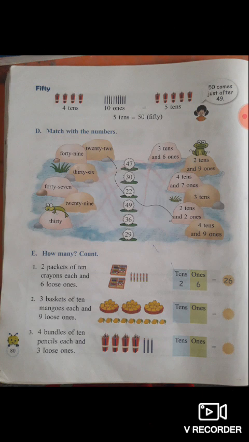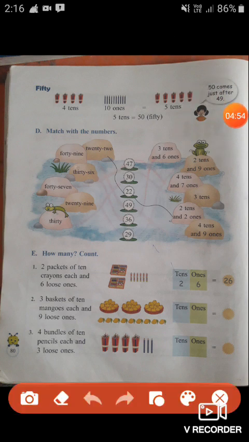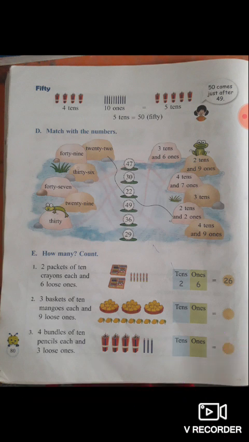Now students, third, 4 bundles of 10 pencils each and 3 loose ones. In 4 bundles there are 10 pencils each, it means 40, and 3 loose ones. So 40 plus 3 equals 43. 4 at tens place and 3 at ones place. Number is 43. So you have to write here 43.